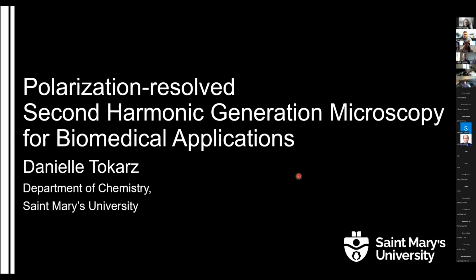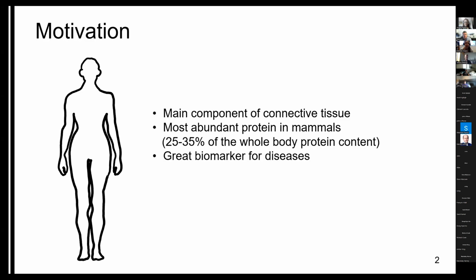So one material of interest to us is collagen. So I will begin today's talk focused on collagen, and then I will jump to other biological materials of interest to us. We are interested in collagen because collagen is the main component of connective tissue, and it is also the most abundant protein in mammals, making up about 25 to 35% of the whole body protein content. Additionally, collagen is a great biomarker for diseases.